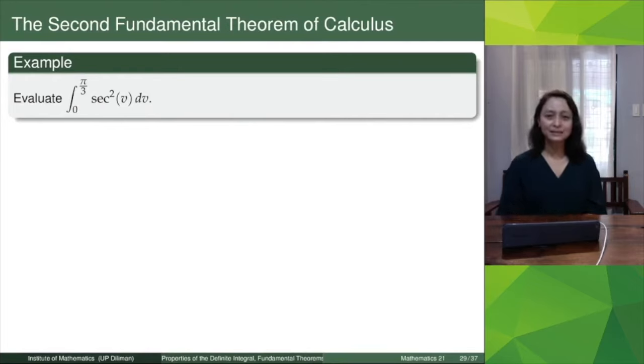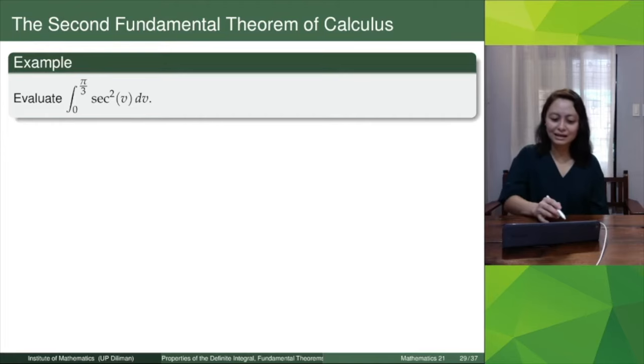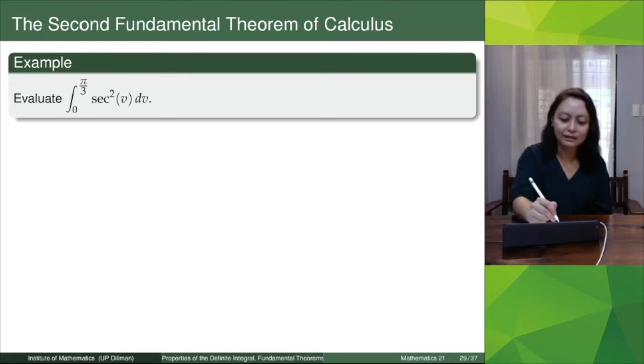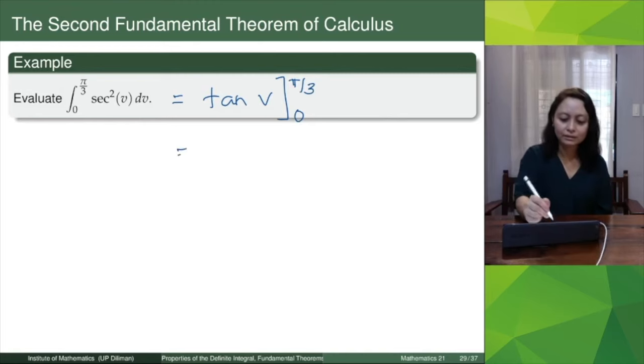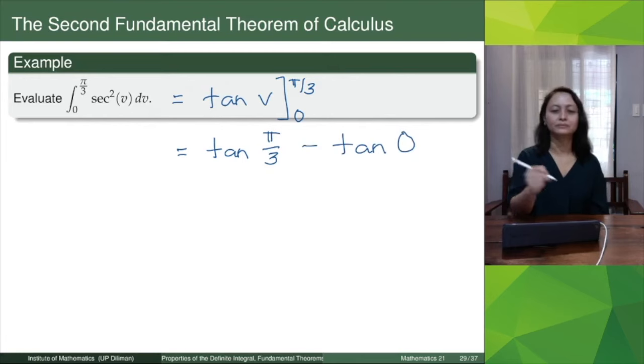Next, we want to get the integral of secant squared v dv. Ano yung antiderivative ng secant square? Naalala? Antiderivative ng secant square ay tangent. So this is equal to tangent v, where v runs from 0 to pi over 3. Substitute natin. Una muna yung pi over 3. So, tangent of pi over 3 minus tangent of 0.